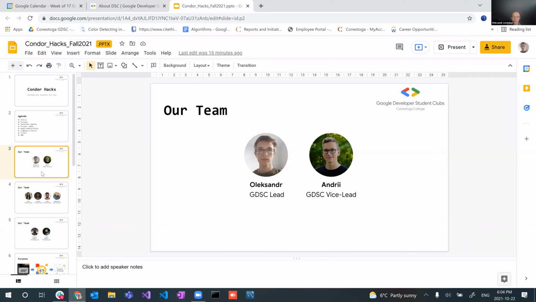So, our core team of the club, who manages the club. As you probably already know, Google Developer Student Clubs is a Google initiative, and different universities and colleges around the world have their own chapters. I am the GDSC Google Developer Student Club lead of this chapter at Conestoga College.